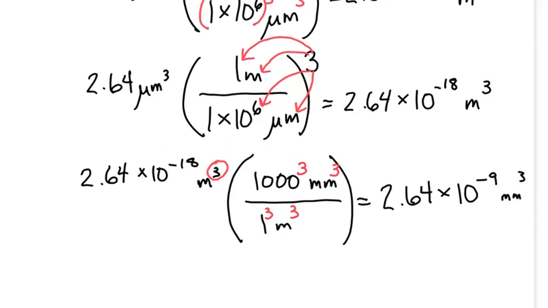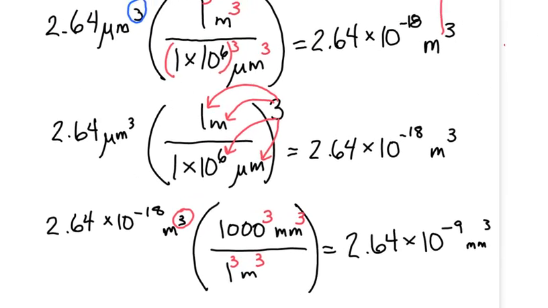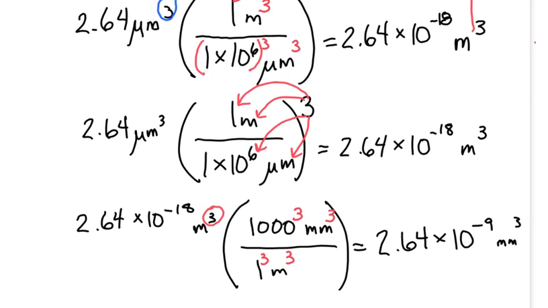Remember, if you're doing it on the Connect and you're looking at the Connect homework, they're going to do it this way. They're going to say that the cubed is on the outside of the parentheses and you have to distribute it through. Any questions, feel free to email me.